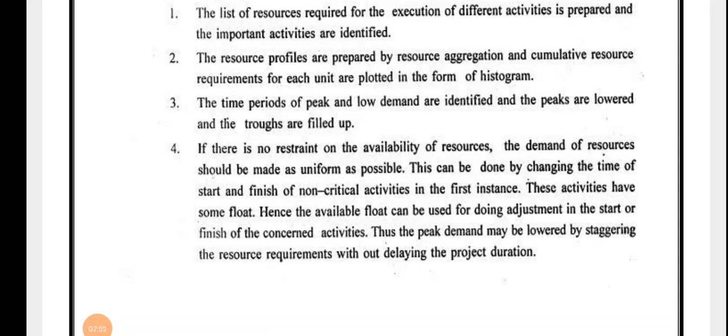Thus, the peak demand may be lowered by staggering the resource requirements without delaying the project duration. I hope all of you are clear about this.